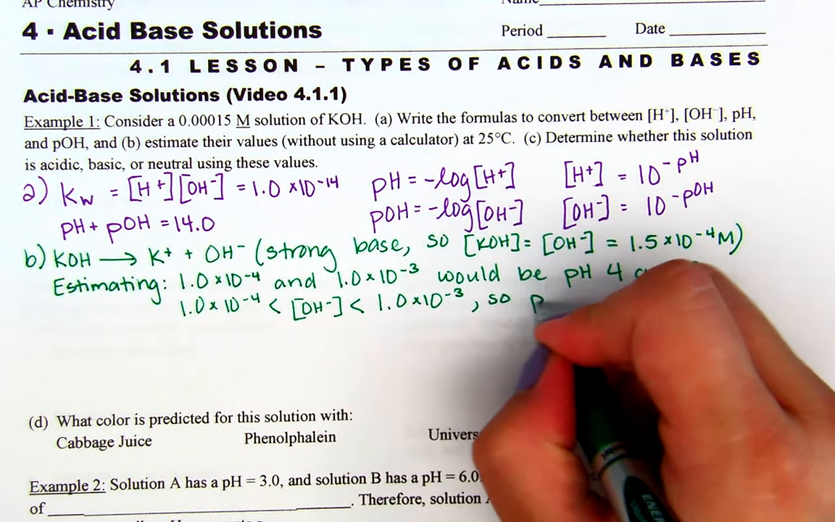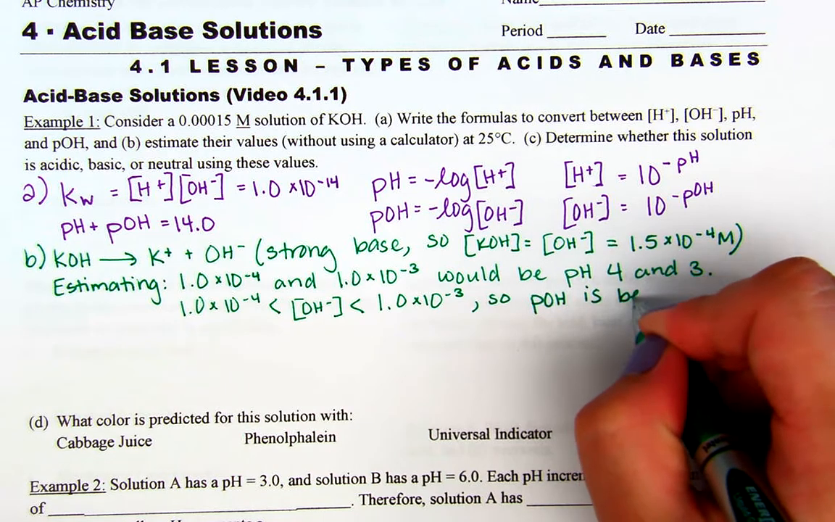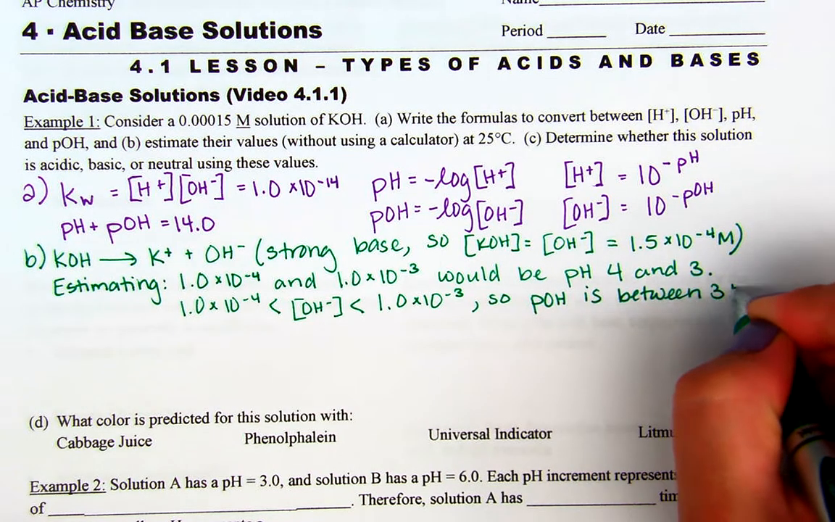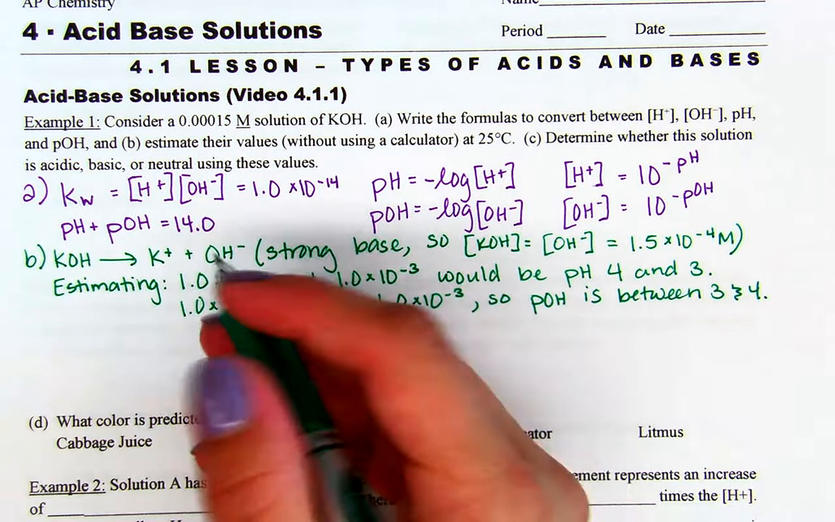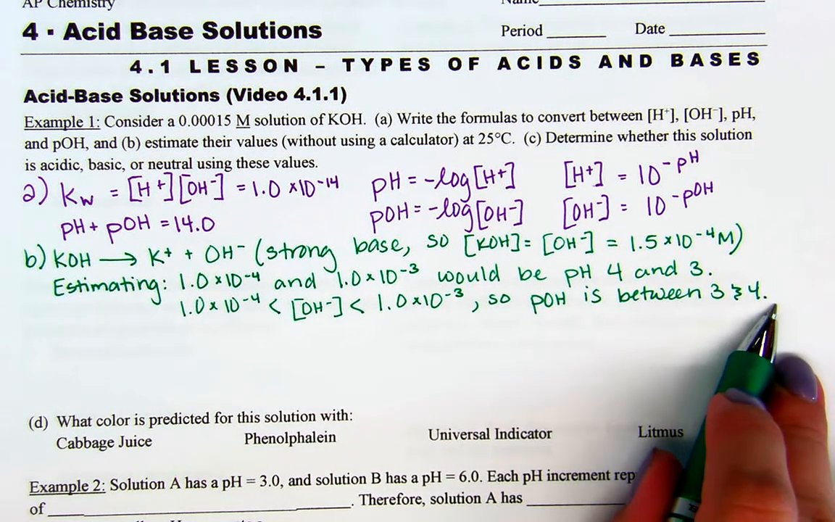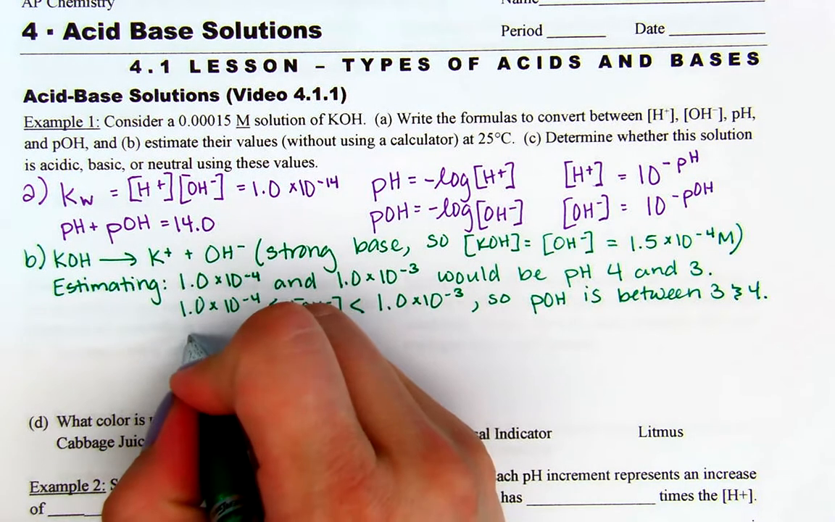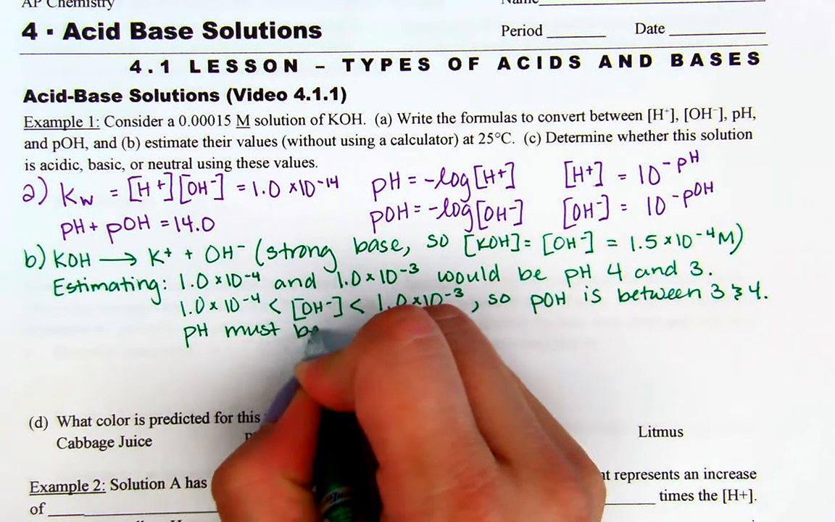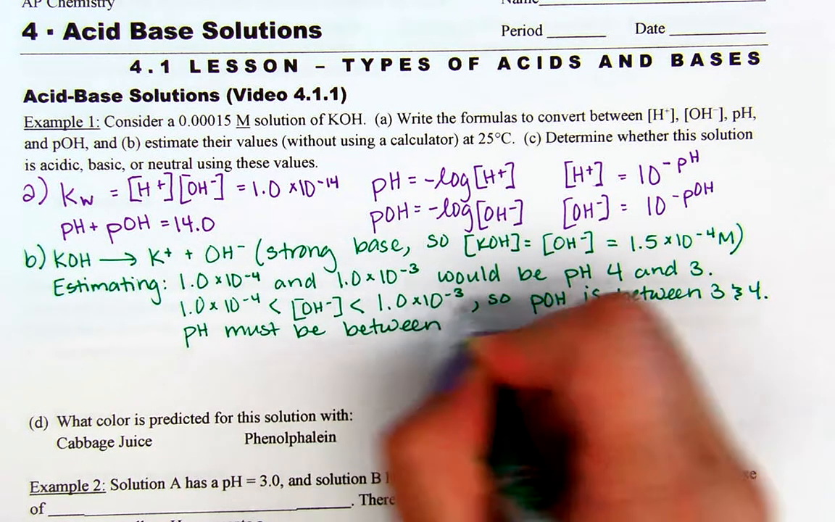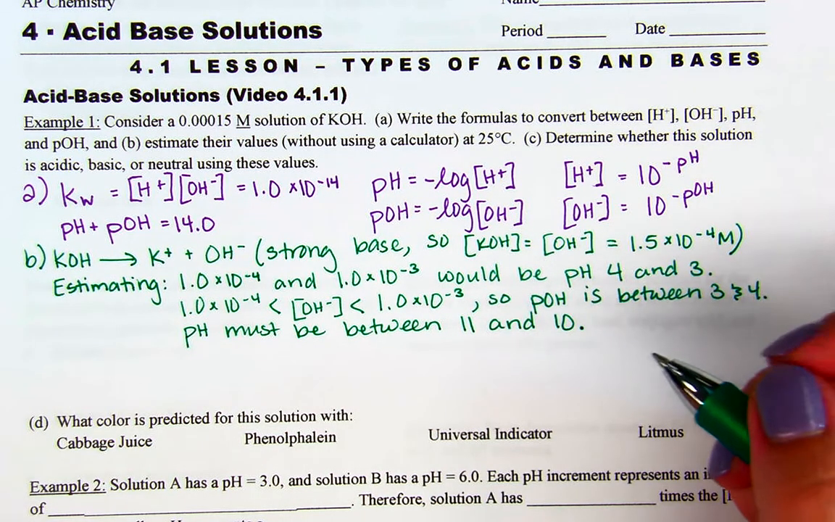So pOH, because we have hydroxide, is between 3 and 4. And if you actually plug this into the calculator, the pOH is 3.82. So that estimation holds. So if the pOH is between 3 and 4, and pH plus pOH equals 14, that means our pH must be between 11 and 10. And in fact, our pH is 10.81.